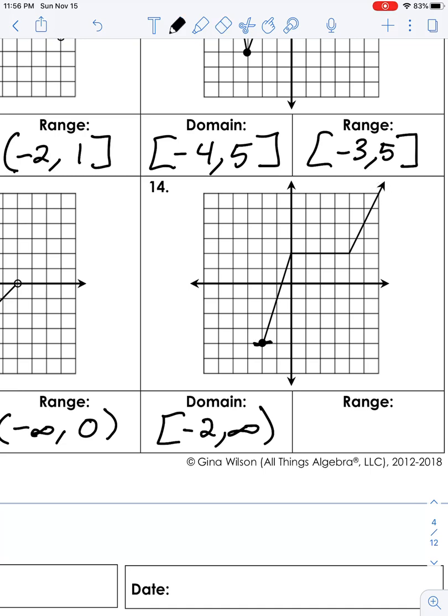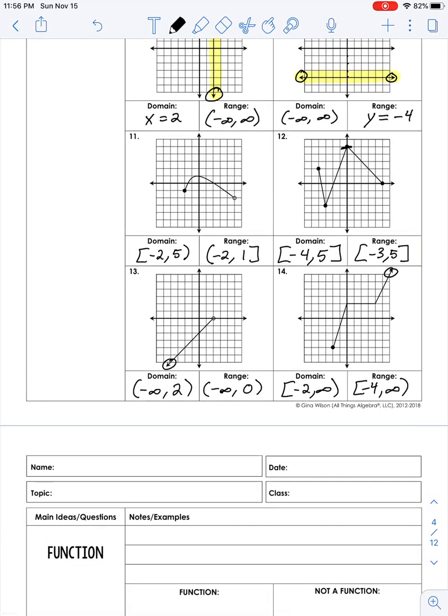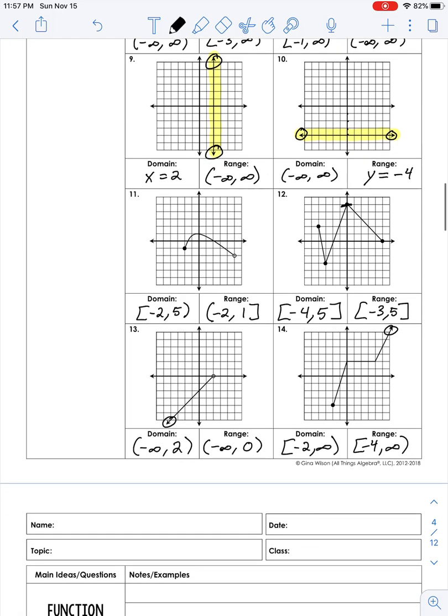Range, this is also your low point, but you have to count down to it. So we would go -1, -2, -3, -4. All right? And then your high point is actually going to be the arrow going up forever, so +infinity. So hopefully you've got a pretty good understanding now of how to do the domain and range of graphs.